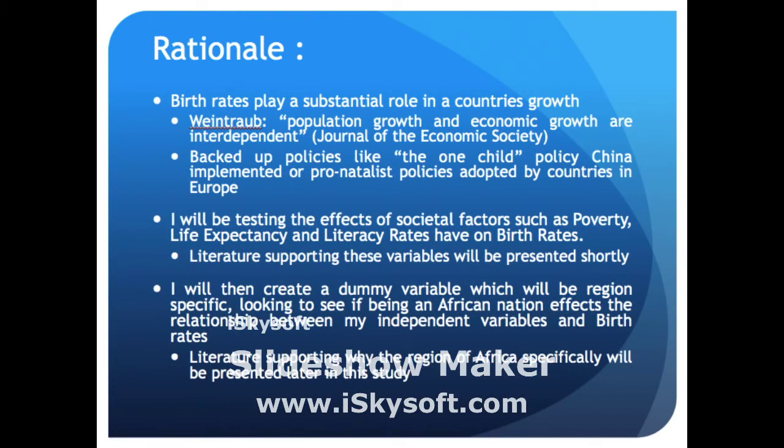This is backed up by policies like the one-child policy in China or the pronatalistic policies adopted in countries in Europe. I will be testing the effects that societal factors such as poverty, life expectancy, and literacy rates have on birth rates. I will then create a dummy variable which will be region-specific, looking to see if being an African nation affects the relationship between my independent variable and birth rates.